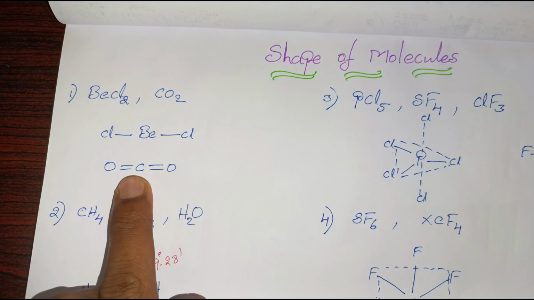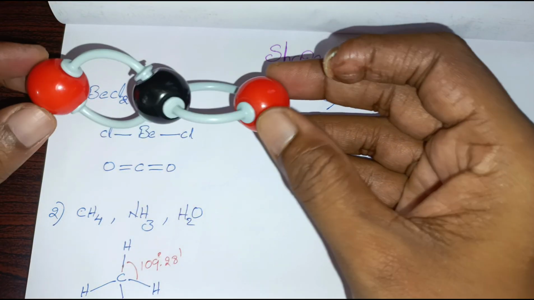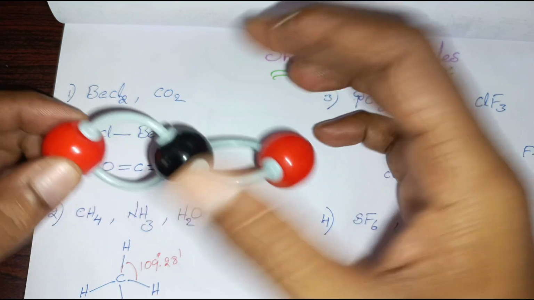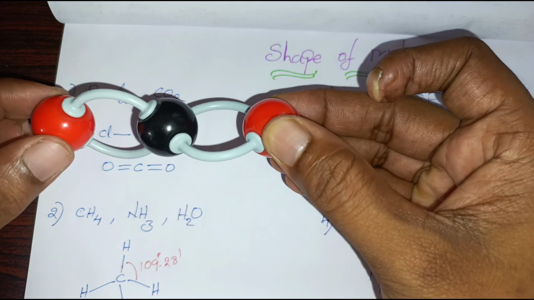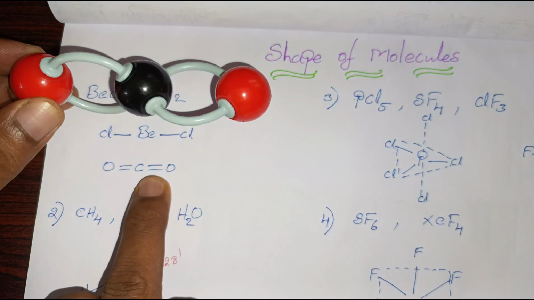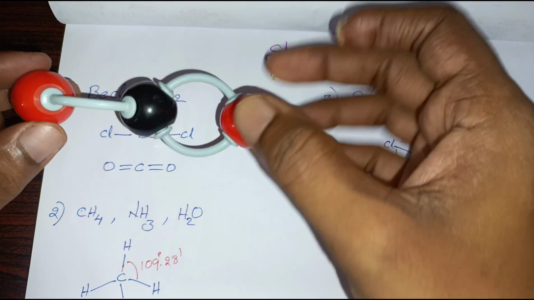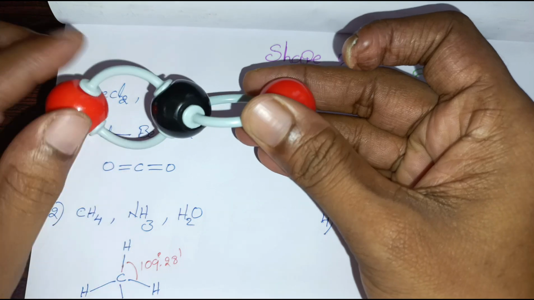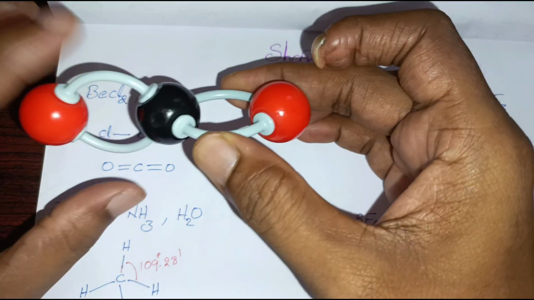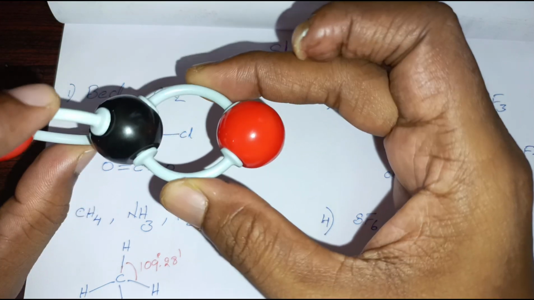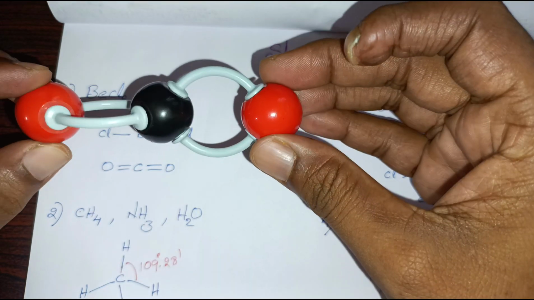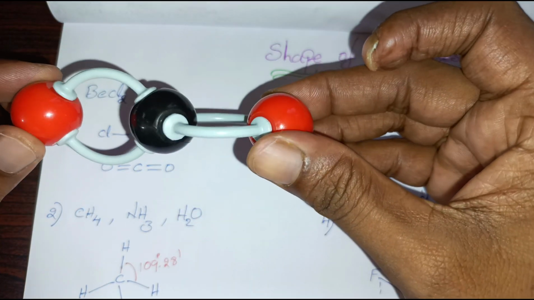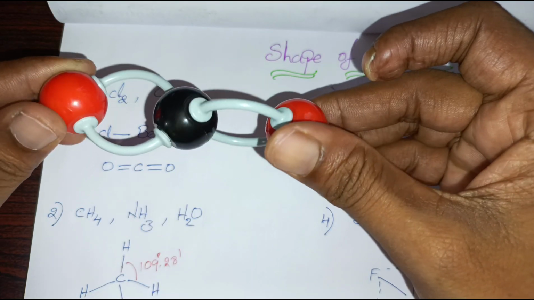Now the next molecule is CO2, carbon dioxide. Here this is the structure of carbon dioxide. The central atom is carbon, and the surrounding atoms are oxygen. Between carbon and oxygen a double bond is present. Here there is a sigma bond, and there is a pi bond. Observe how the bonds exist: one is vertical, another one is horizontal.